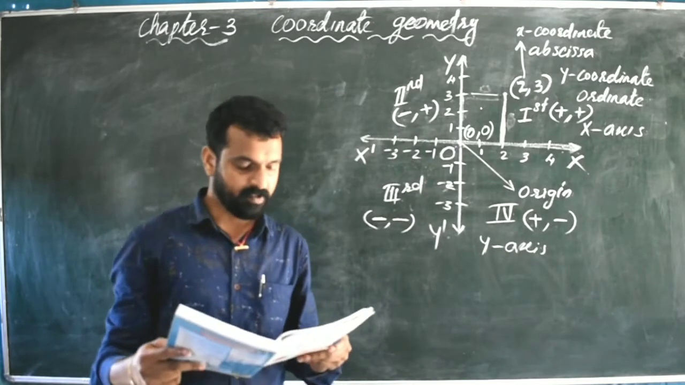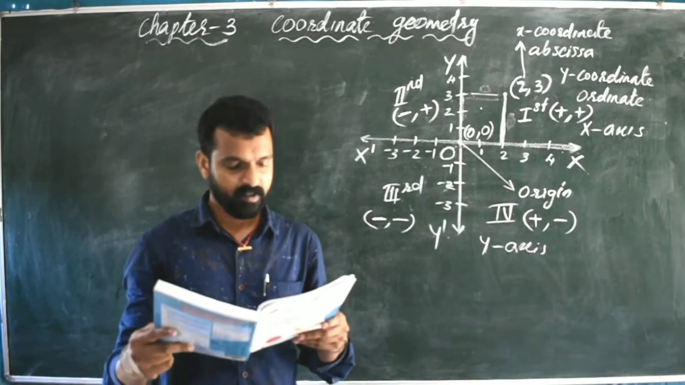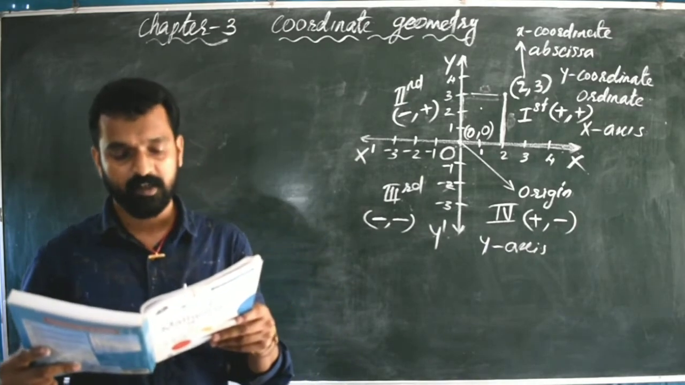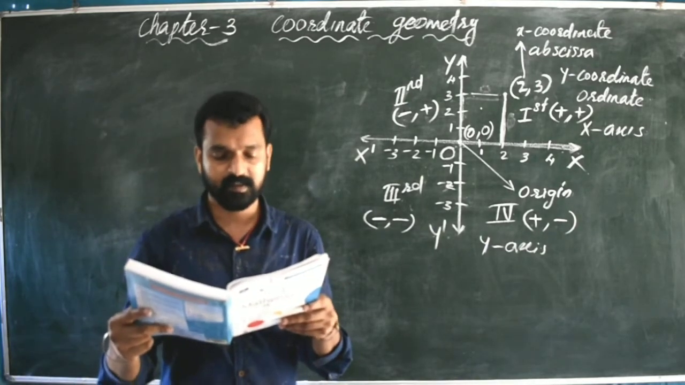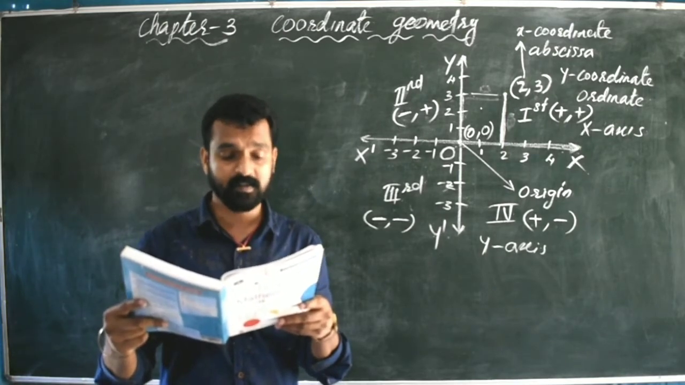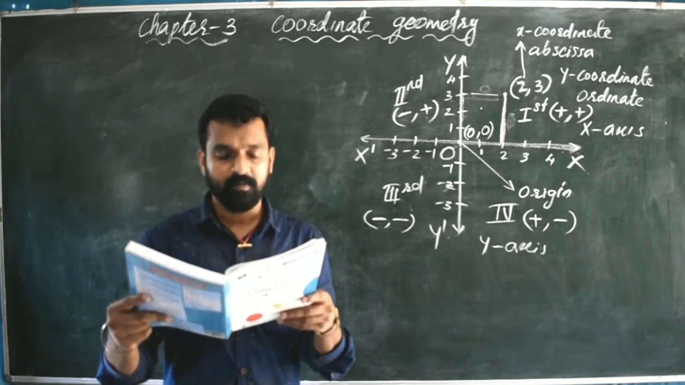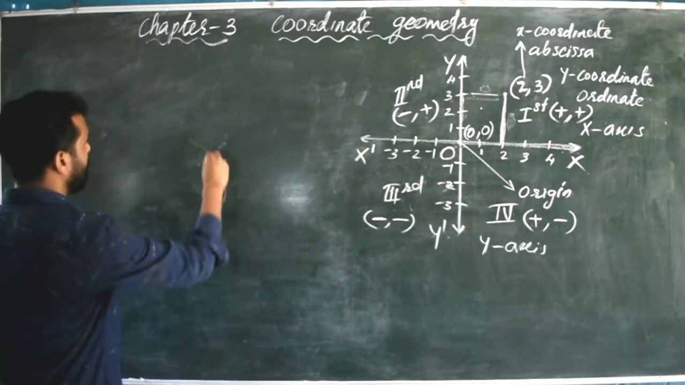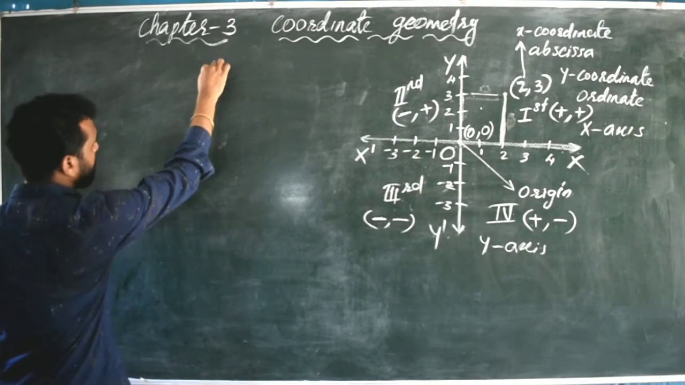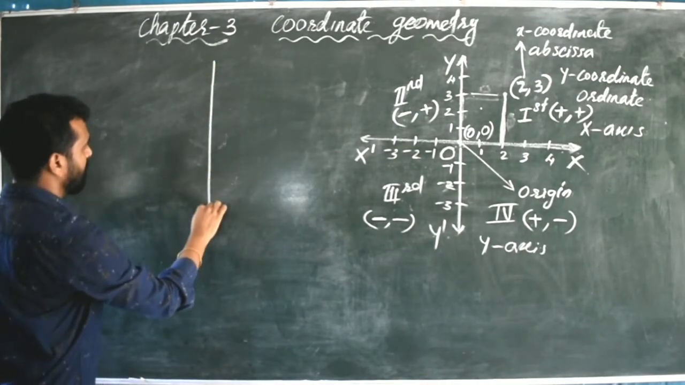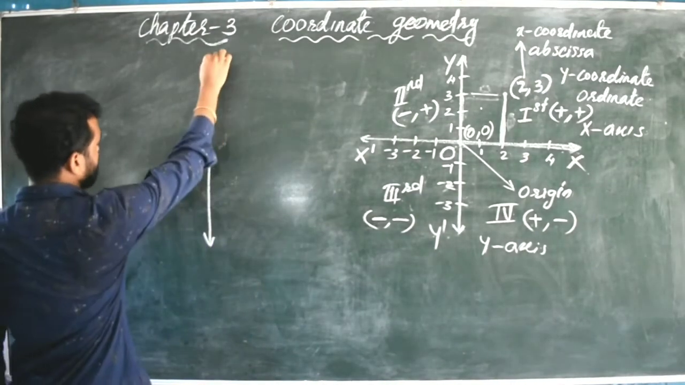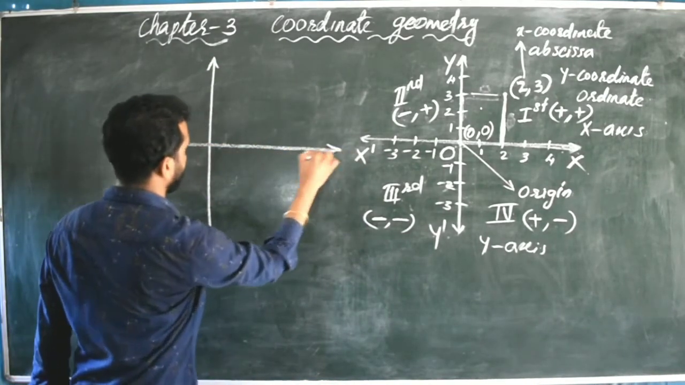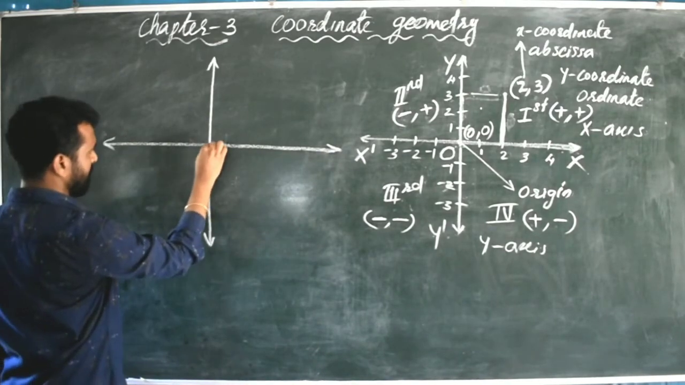Now the second question, you see it in your textbook. Street plan. A city has 2 main roads which cross each other at the center of the city. These 2 main roads cross each other at the center of the city. That is, this one is the center of that city.